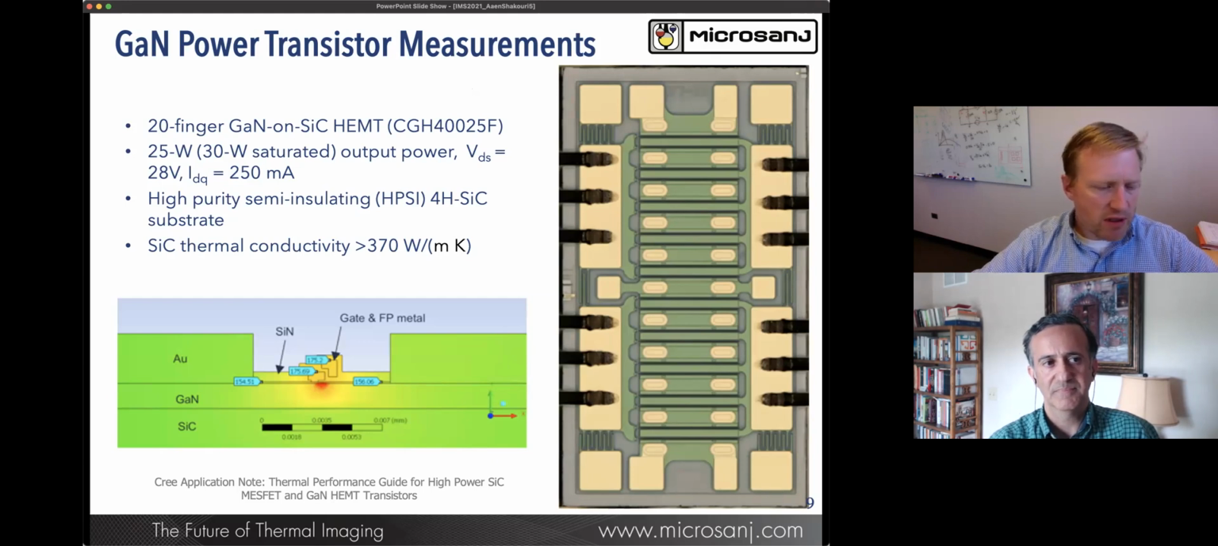And here what you can see now is a cross-section. This is from one of the Cree application notes, where we expect the high temperature to be just on the edge of the gate nearest to the drain. Now, in these devices, there's often a field plate. So when we're looking from the top down, you can't necessarily see that exact spot, but with the resolution of the Microsanj system, we can get right in between the gate and the drain, and we can start to see from the top where that heat originates from.